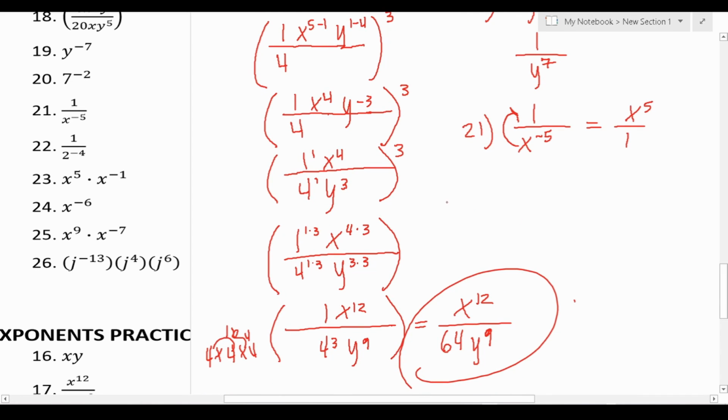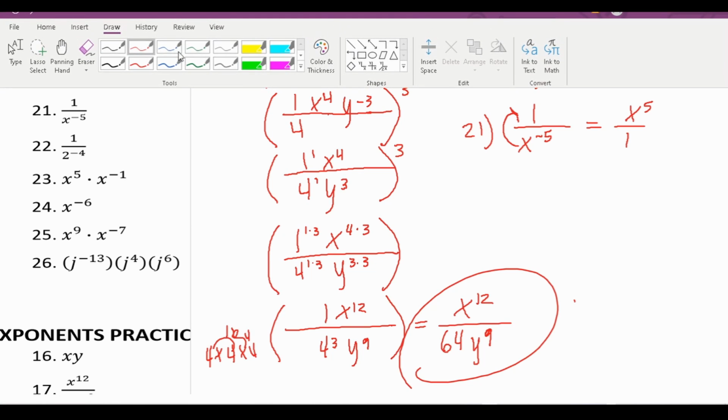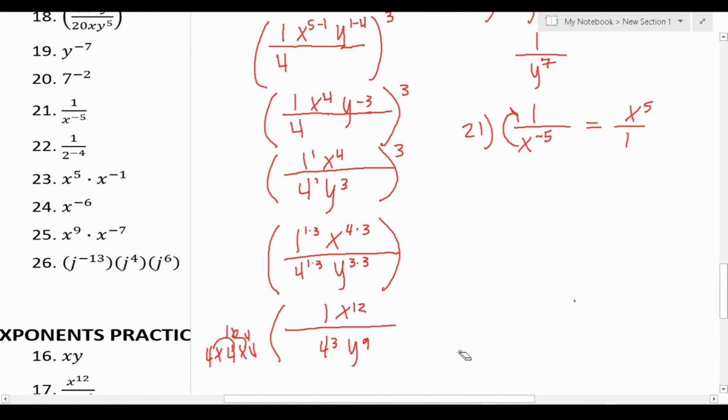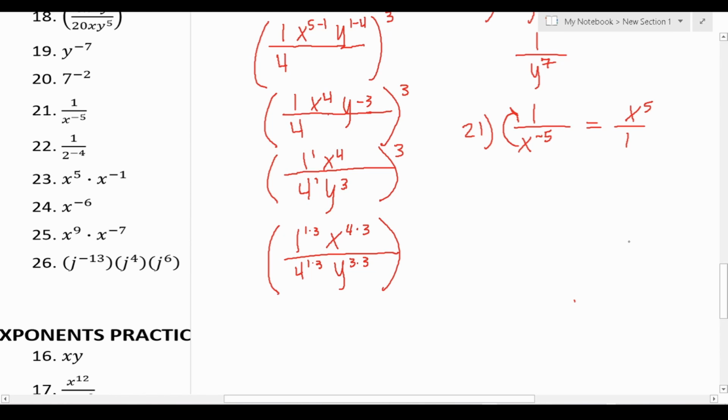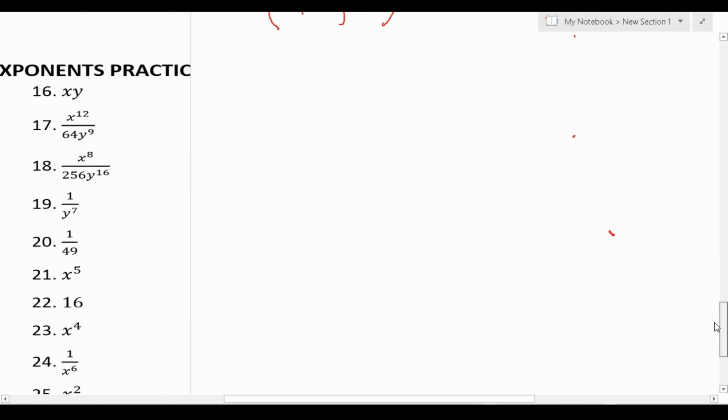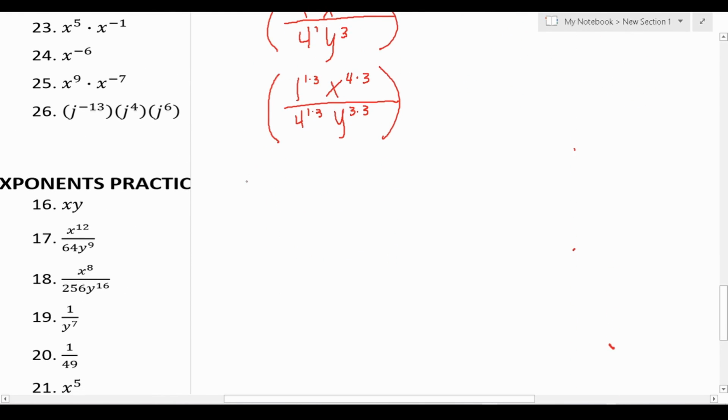And we're going to need some space to do 23. So let's get out the old eraser here. Get rid of this. Glad that one's over. All right, so do we have room down here? Yeah, we do. Let's do 23 and 25 down here.